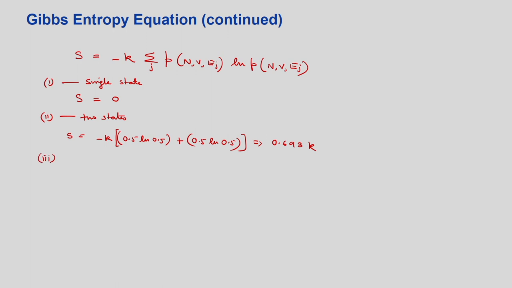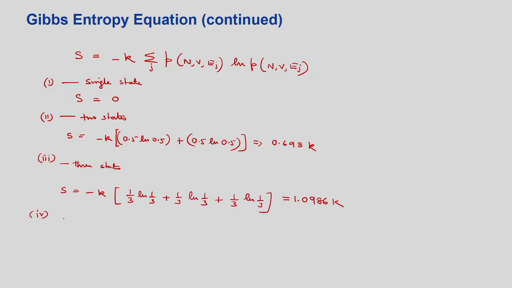Now, let us keep on increasing and say it is for 3 accessible states. So, S will be minus k into 1 by 3 ln 1 by 3 plus 1 by 3 ln of 1 by 3 plus 1 by 3 ln of 1 by 3. 3 possible states means 3 are equally probable, so the probability is 1 by 3. 2 possible states mean 2 are equally probable, probability is 1 by 2. So, this will become equal to 1.0986 k. See, the entropy increases. As the accessible states increase, entropy also increases, which is also true from thermodynamics. As the number of states increases, the number of configurations increases, and your entropy also increases.